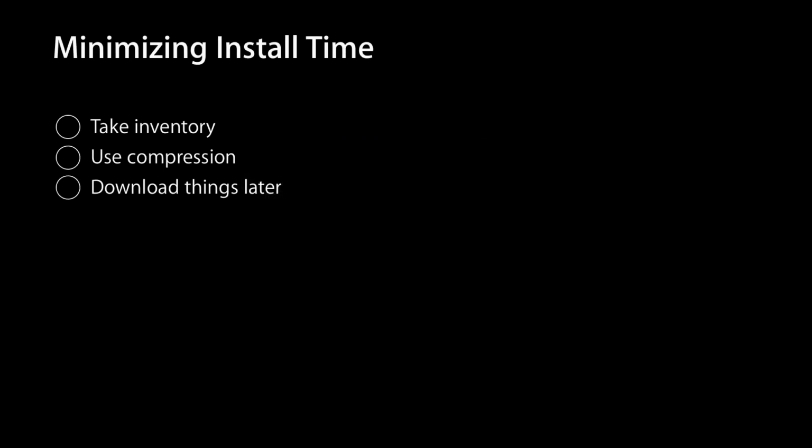Now, in order to do that, I have a checklist of just 3 simple tasks that you can perform. The first 2, take inventory and use compression, are really just best practices, some of the things that we hear come up time and time again when we talk with developers. And then the third one, download things later, that's where the new technology in iOS 7 comes in. So I'll go through all 3 of these, starting with taking inventory.